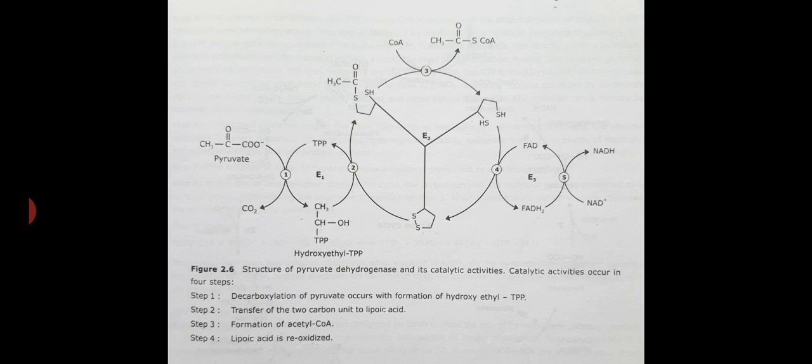E3, that is the dihydrolipoyl dehydrogenase, then regenerates the disulfide bond of lipoic acid. Electrons released are passed to FAD and then to NAD+, resulting in the formation of NADH. Thus, from each pyruvate molecule, one molecule of NADH is formed.